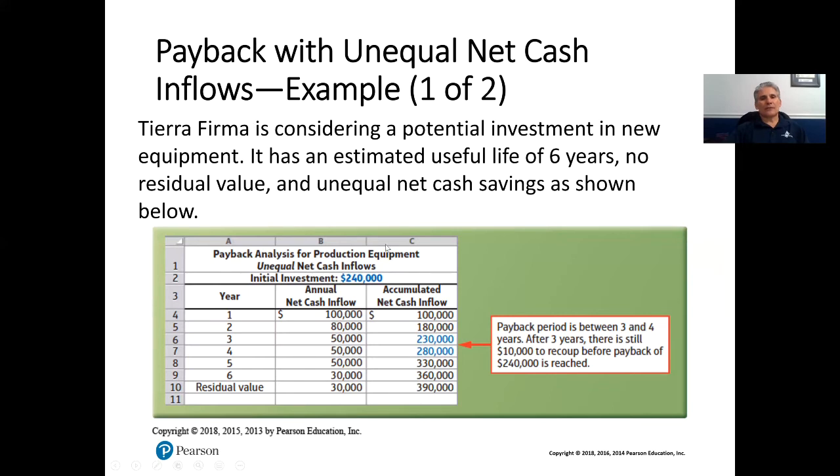Now, here's another example where we have unequal net cash flows, unequal, all right? So Tierra Firma is considering a potential investment in new equipment. It has an estimated useful life of 6 years, no residual value. Again, they're not going to be able to sell it when they're done.